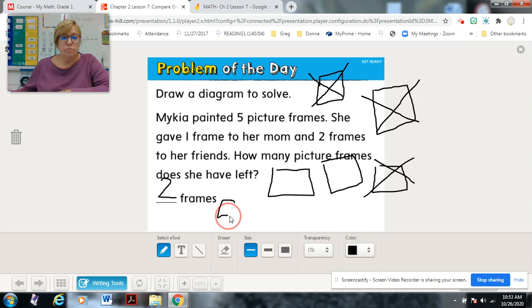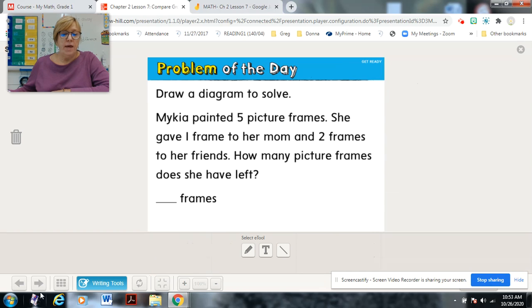Okay, so we know there were 5, right? And that she gave away 3 altogether. That's right, and she has 2 left. Good job. All right. Okay, now let's look at our next.